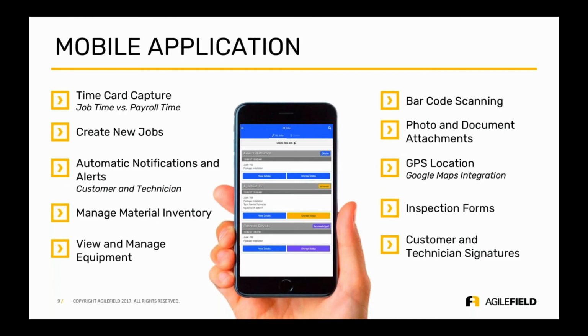The application can manage material inventory, vehicles, and equipment. The barcode scanning feature makes this a much easier process to scan in serial numbers without having to search through pages of parts or equipment.